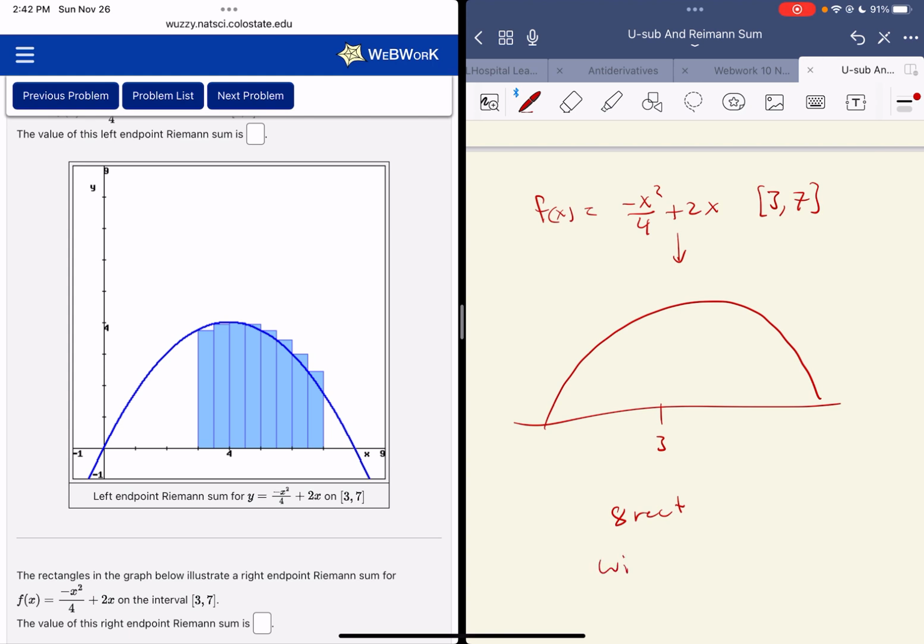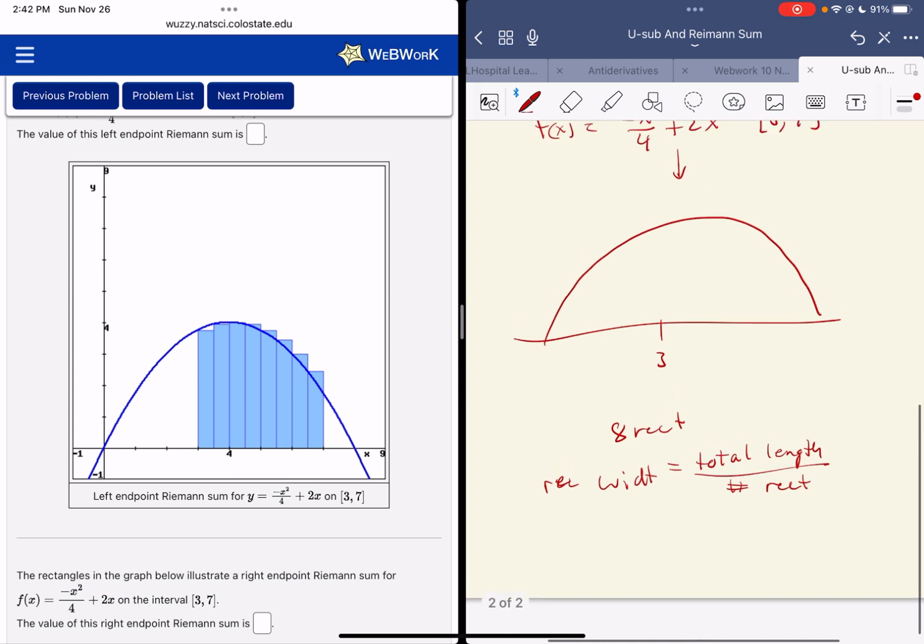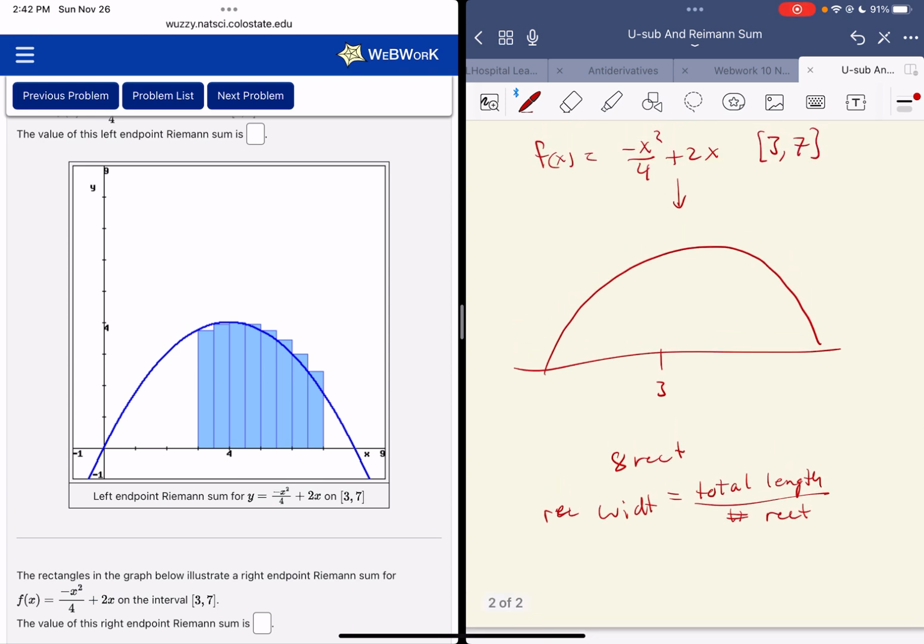So the way you're going to find out the width of the rectangle, so the rectangle width, is going to be the total interval length divided by the number of rectangles. So for this problem, the total interval is from 3 to 7. So 7 minus 3 is a length of 4. And there's 8 rectangles. So 4 over 8.